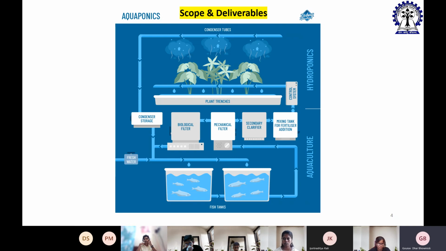Suppose you think that the plant needs some more nutrients which cannot be made available by means of the aquaculture tank alone. In that case, you may have some idea, or you can add some system where additional fertilizer addition can also take place.